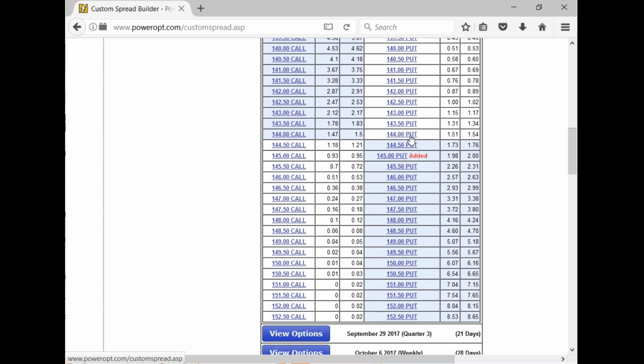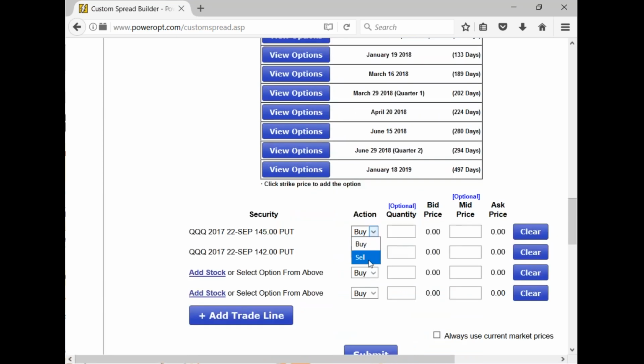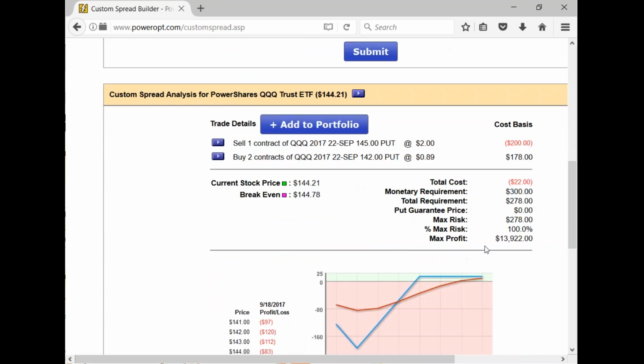I really want a credit. So let's go ahead and go all the way to the 142s again. Now they're 3 strikes apart with single strike differences. It's not going to work again. Okay, so we sell 1 and buy 2. And this will give us a decent net credit of $22.